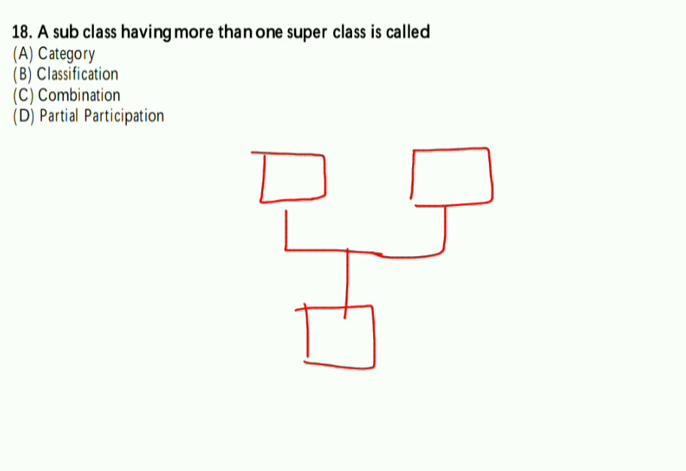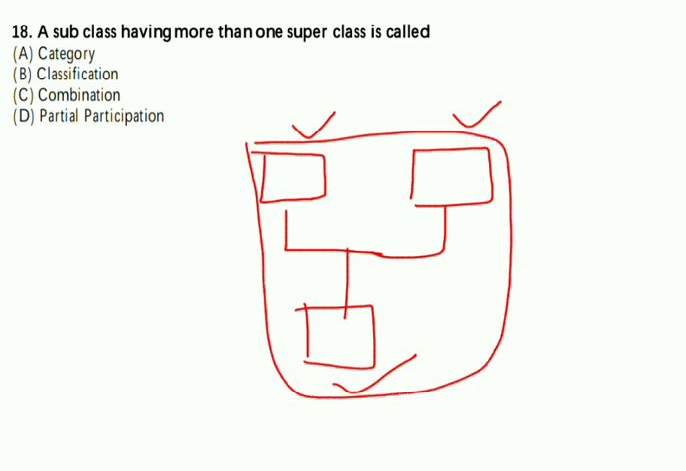Certain situations require the modeling of a superclass or subclass relationship with more than one distinct superclass. This subclass having more than one superclass is called a category, and the process of defining a category is called categorization. So option A is the correct one.